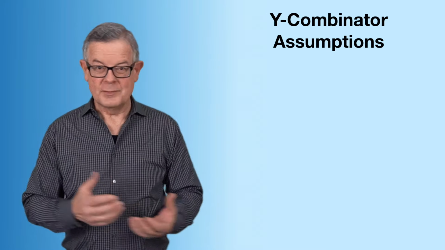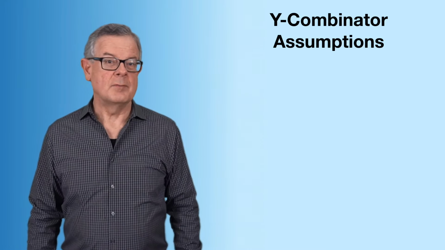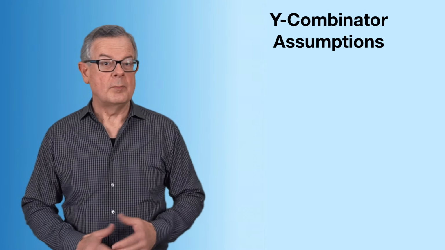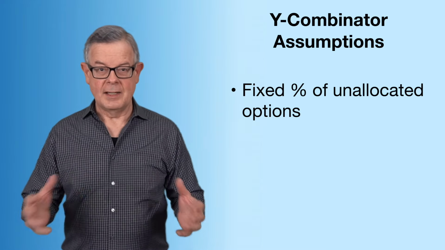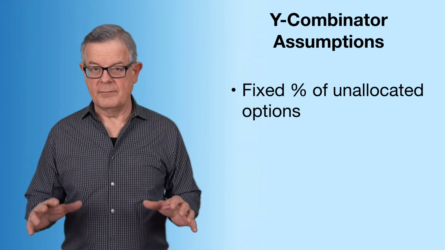Now, we've talked before about how there are many ways to convert convertible securities into stock, some more favorable to founders and some less favorable. Here are the key assumptions that underlie the approach taken by Y-Combinator in their Quick Start example. First of all, they assume there'll be a fixed number of unallocated options at the end of the round. And in particular, they assume that's 10% of the company.